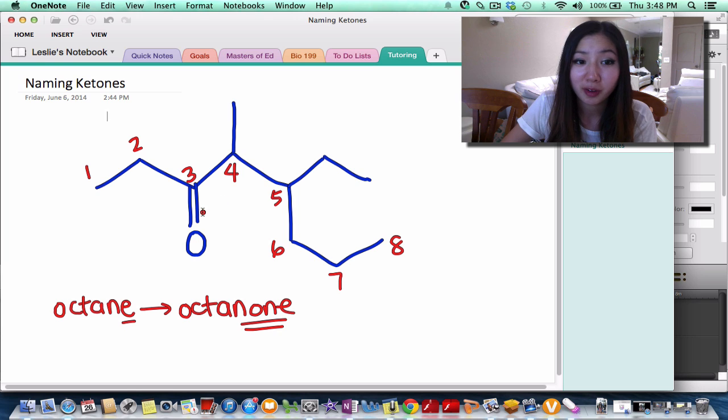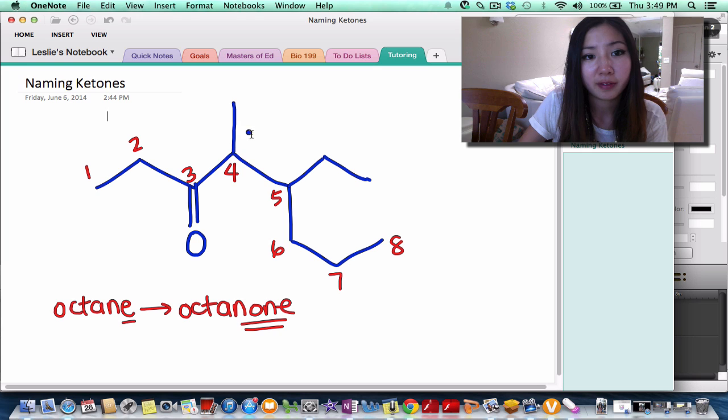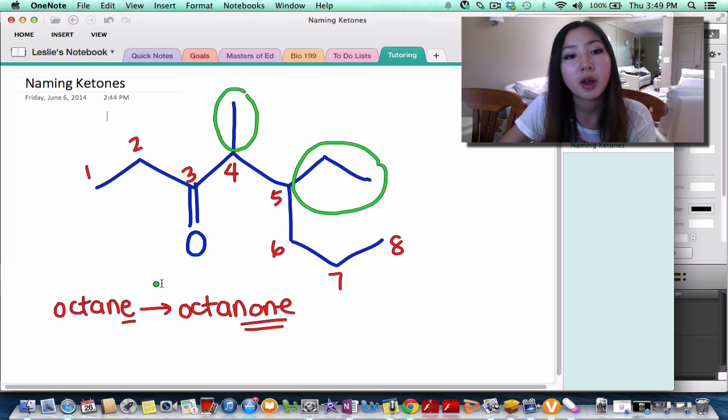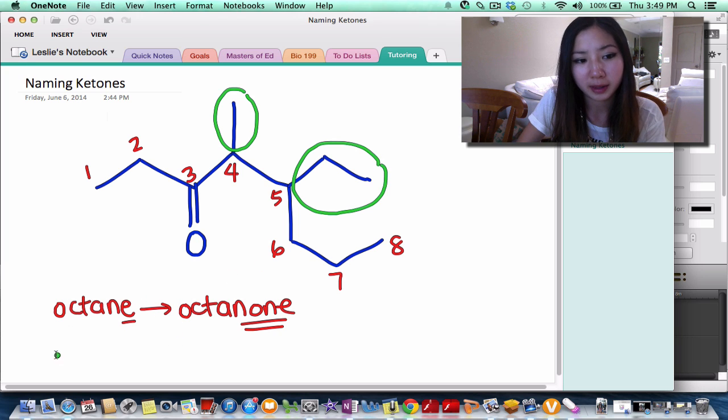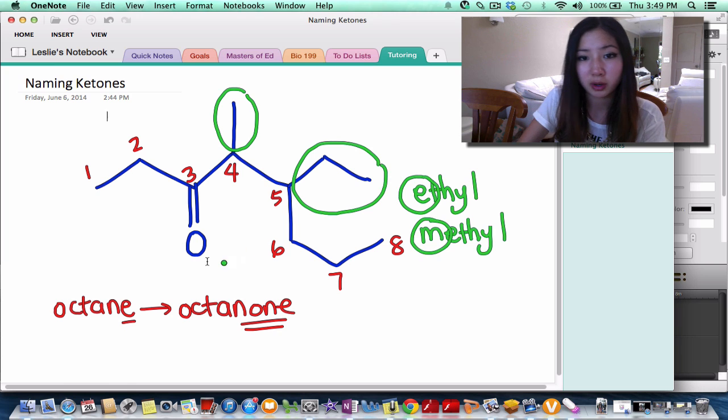But we need to identify where our substituents are. So we know we have our carbonyl at 3. Remember, you always want to put the 3, identifying the location of the carbonyl, right before the octanone, so that's going to go at the end. But we also have a methyl group here and an ethyl group here. So what we want to do is you could say 4 methyl, 5 ethyl, but in this case, we're going to put ethyl before methyl, and this is simply because we look at this alphabetically now.